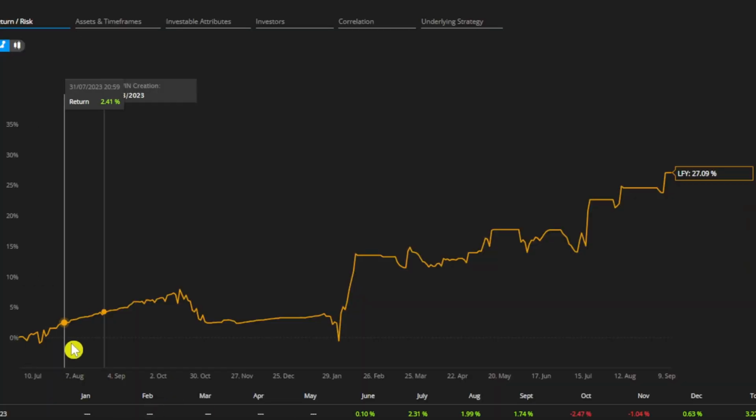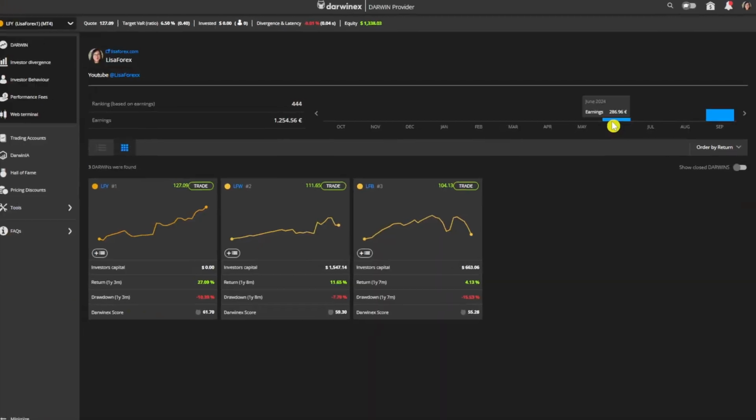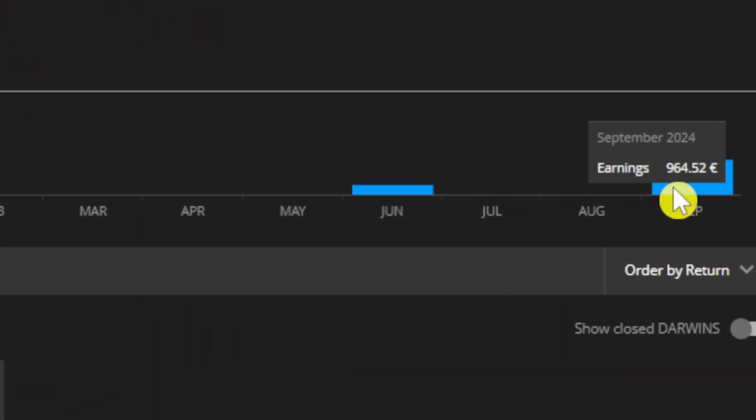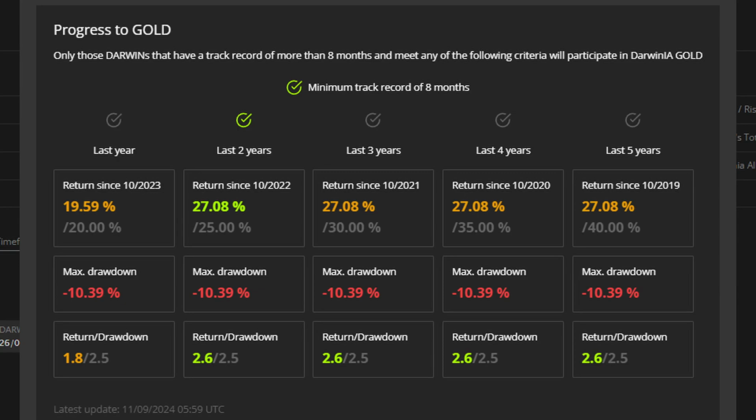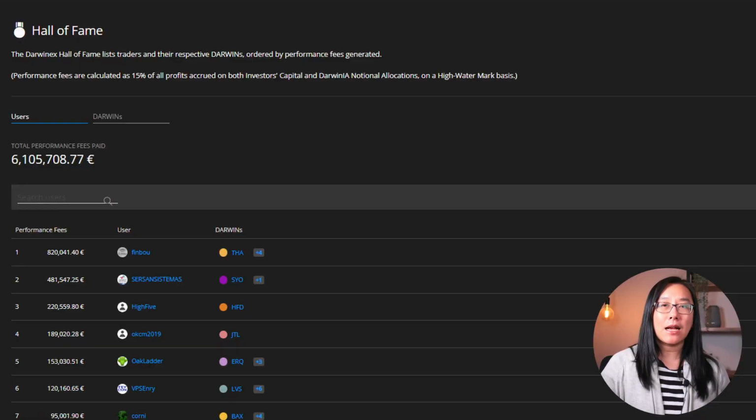And the last area we're going to compare is payouts. I've personally been with Darwinex for about 1 year now, and I've been paid out 3 times with Darwinex Classic. I put in $1,000, made 27% in profits, and I've withdrawn $1,400. And I've just met the criteria to move to Darwinex Gold, so I expect my payouts will increase from here on out. And according to the Hall of Fame, there have been a total of $6 million in payouts since it started.